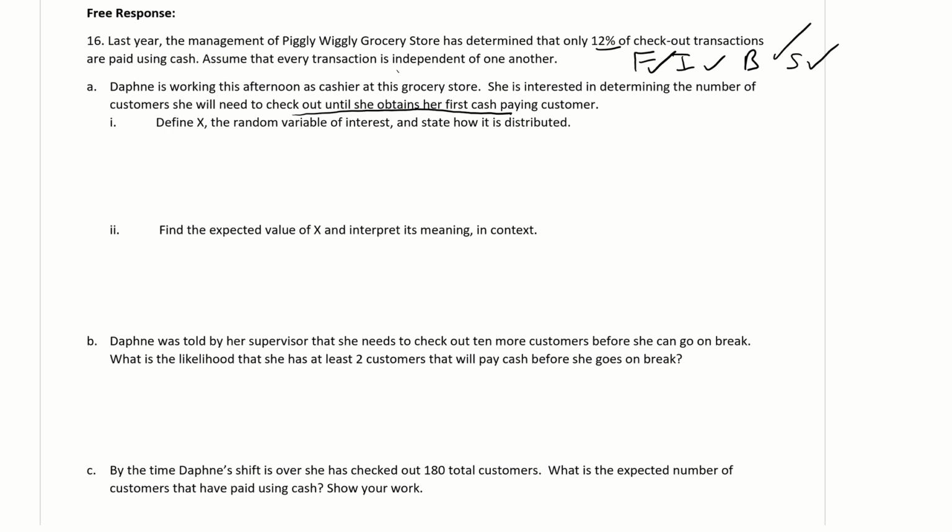Define X, the random variable of interest, and state how it is distributed. So X equals the number of customers until Daphne finds the first cash-paying customer.